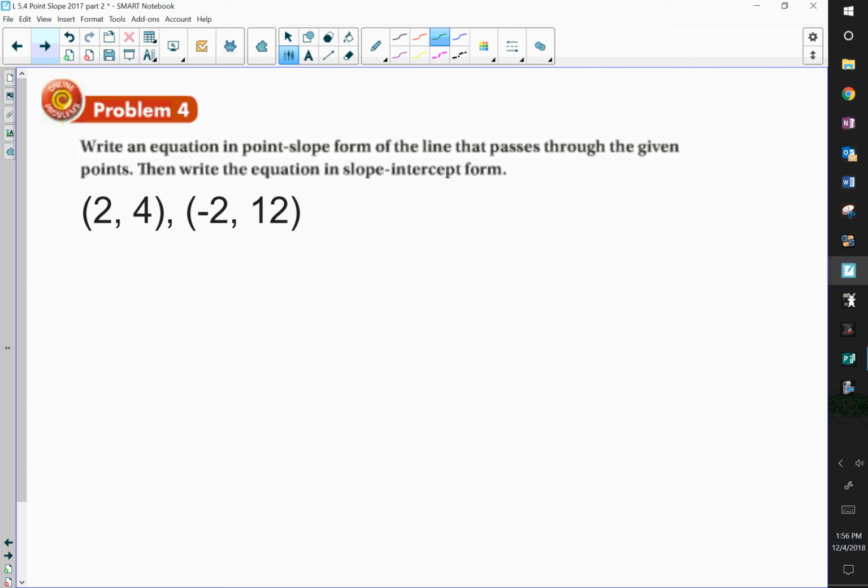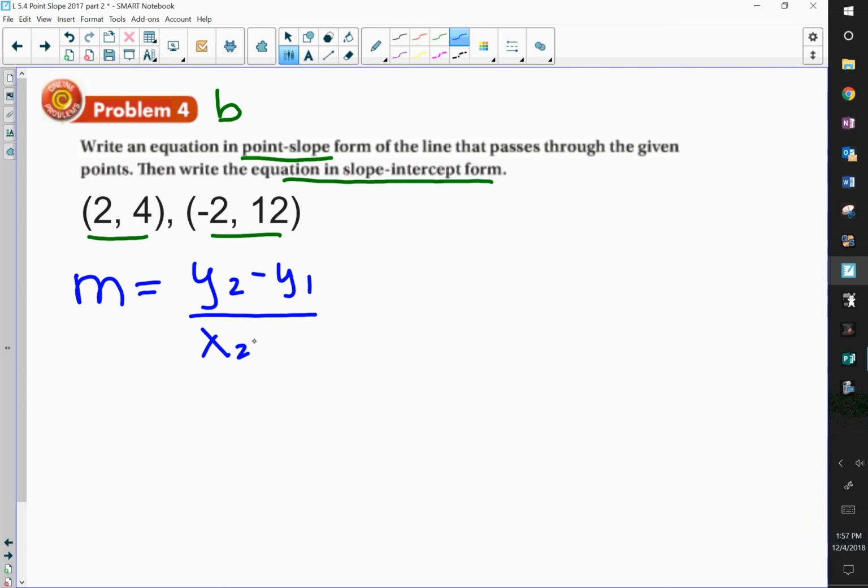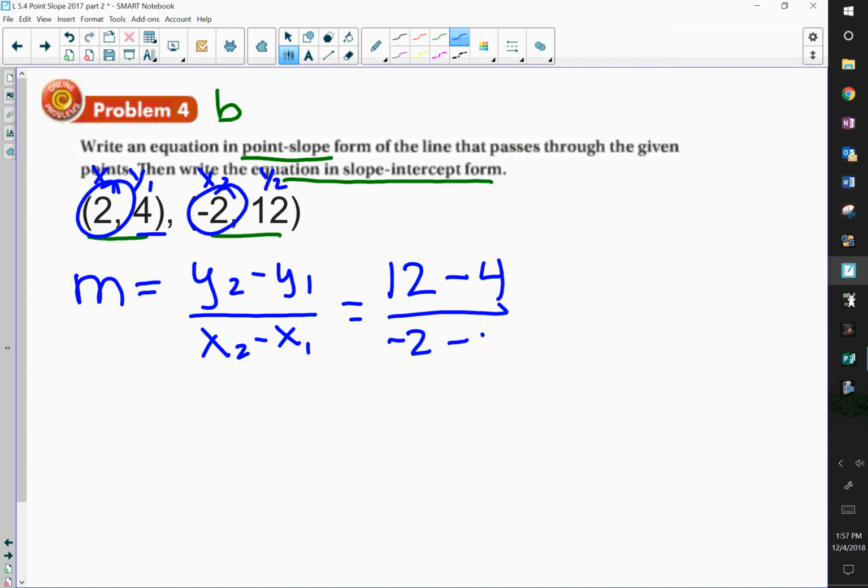Okay, the second part of this example, problem 4b, I'm just going to give you 2 points. And the directions say write an equation in point-slope form, and then write the same equation in slope-intercept form. So if I give you the coordinates for 2 points, you just have to find the slope. And you do that by using the formula y2 minus y1 over x2 minus x1. So I'm going to label x1, y1, x2, y2, and I can find the slope. I subtract 12, that's y2, minus 4, that's y1, over x2 is negative 2, minus x1 is 2. 12 minus 4 is 8. Negative 2 minus 2, keep, switch, flip. Negative 2 plus negative 2 is negative 4, so 8 divided by negative 4 is negative 2.